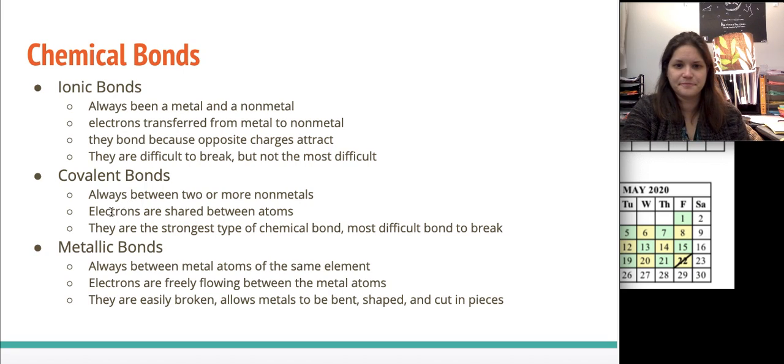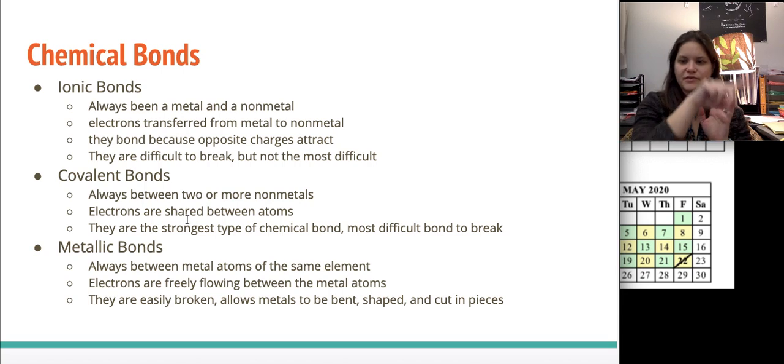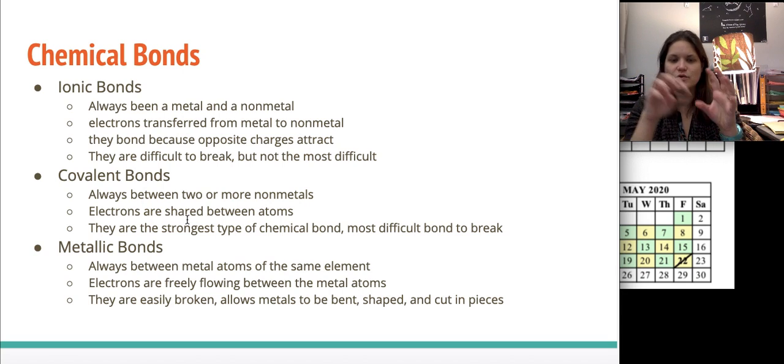Covalent bonds, in this one, the electrons are actually shared together. So the electrons being shared is what keeps them together. The electrons will actually orbit around both of the atoms that are in a compound, or all of the atoms if there are multiple atoms, more than just two. And it's the strongest type of chemical bond, the most difficult one to break.